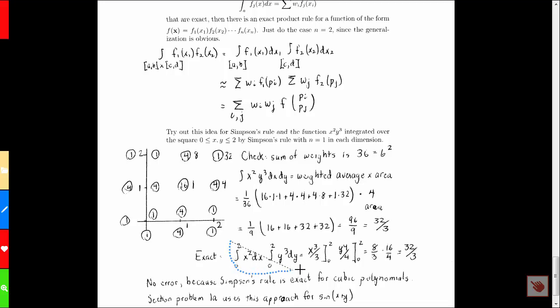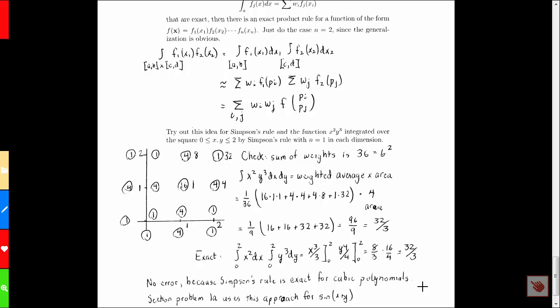It's easy to calculate the exact value for this function since it's a product of a function of x by a function of y, and when I do that evaluation, I get 32 over 3. In other words, evaluation at 9 points has given us exactly the right answer. Why did we get no error? The answer is this is a product of cubic polynomials in x and y, and Simpson's rule is exact for cubic polynomials.